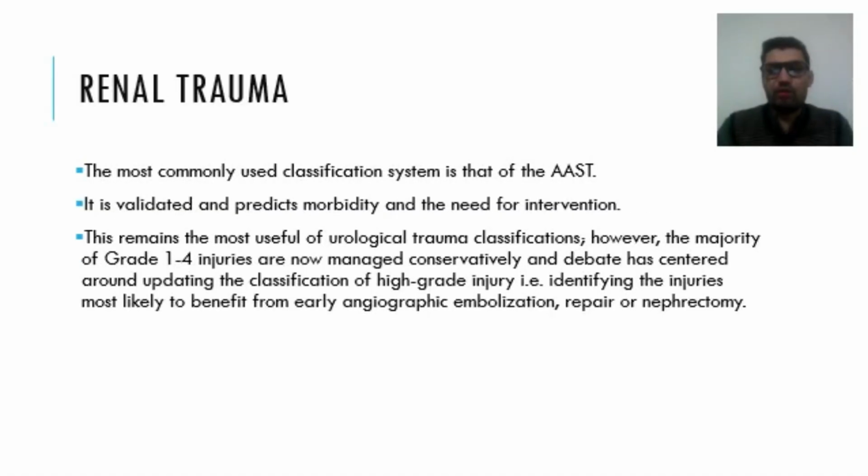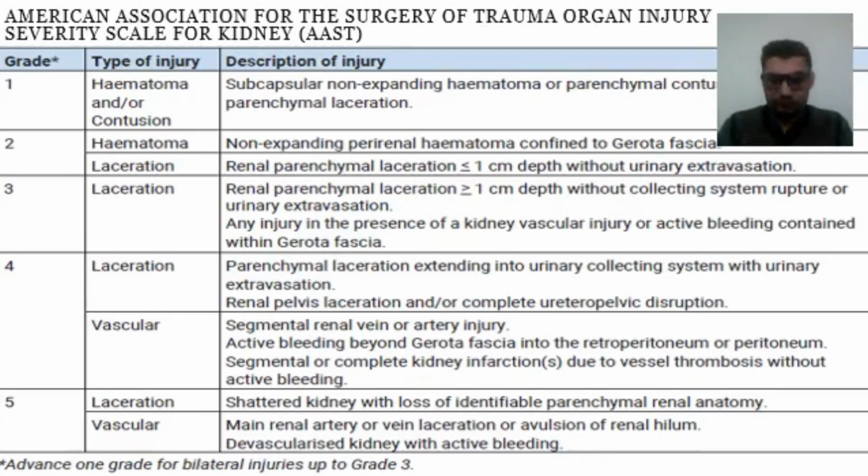The most widely used classification system for renal trauma is the American Association for the Surgery of Trauma, which is the AAST classification. This system is validated and predicts both morbidity and need for intervention. Currently, most grade 1 to 4 injuries are managed conservatively. This slide demonstrates the AAST grading system for renal injuries ranging from grade 1 minor contusion to grade 5 shattered kidney or renal vascular avulsion.